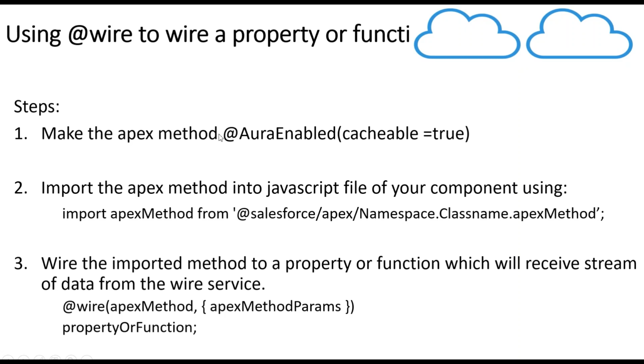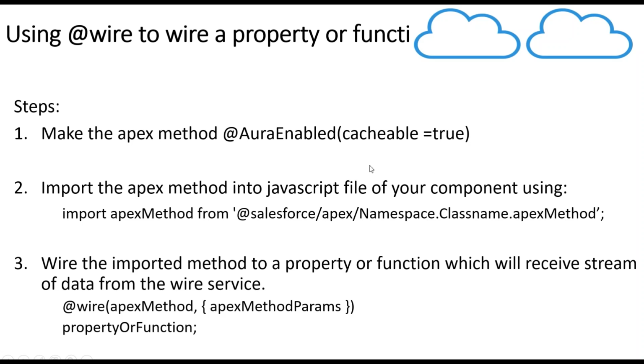Once you have imported the method, wire your imported method to a property or a function which will receive a stream of data from your wire service. So using the @wire decorator, you can bind your property or a function of JavaScript to the Apex method. And also, if you want to send parameters, you can send parameters like this. So we are going to implement this.